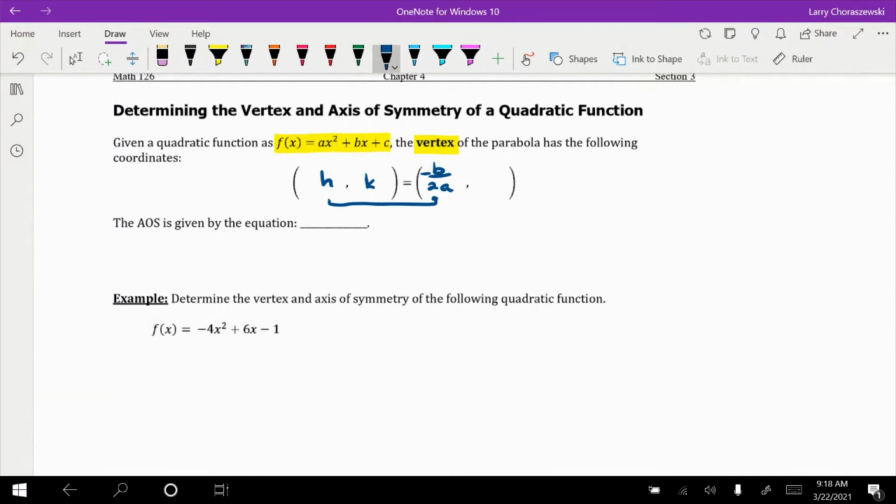Yeah, actually, you know what? This is a little chunk of the quadratic formula, believe it or not, negative b over 2a. It turns out that if we can identify the a and b values in the quadratic function, we can use this formula to figure out the x-coordinate of the vertex. Now, the y-coordinate of the vertex, k, is what you get when you plug negative b over 2a into your function.